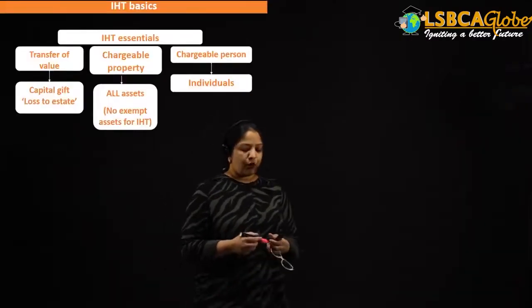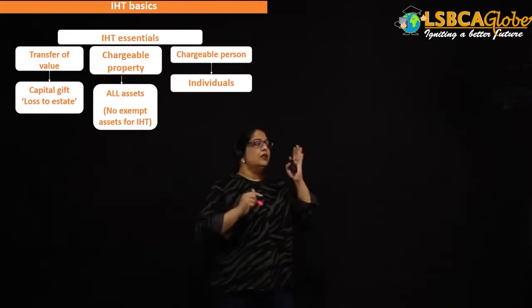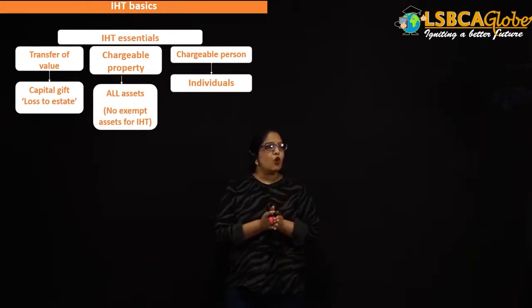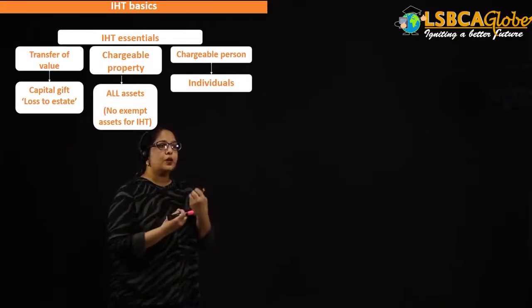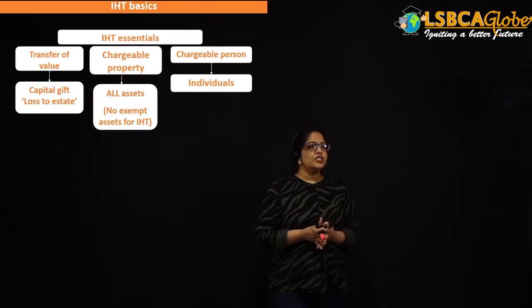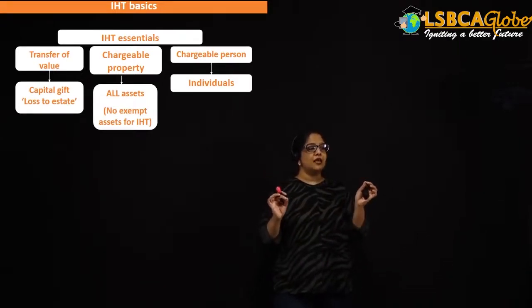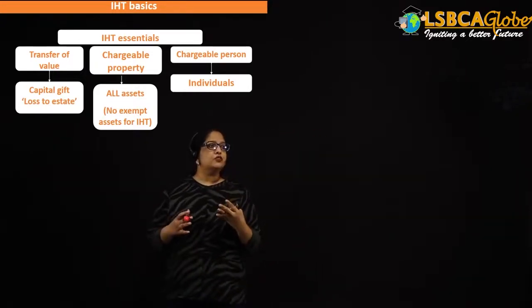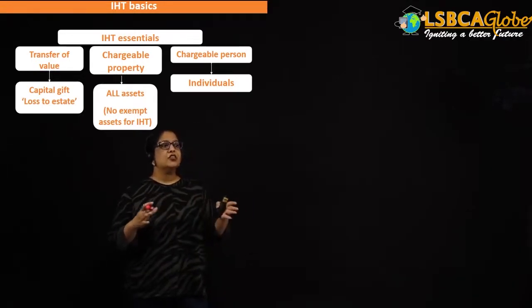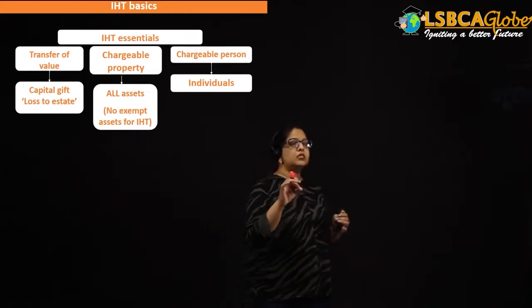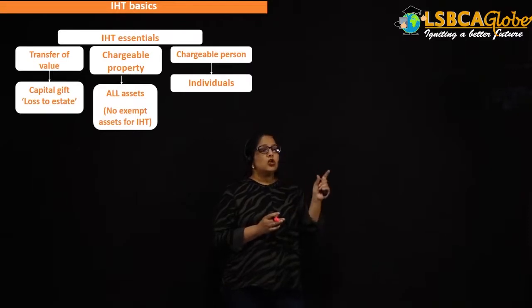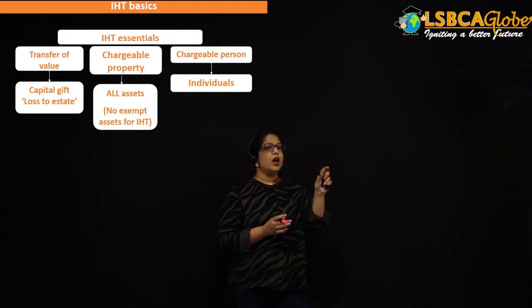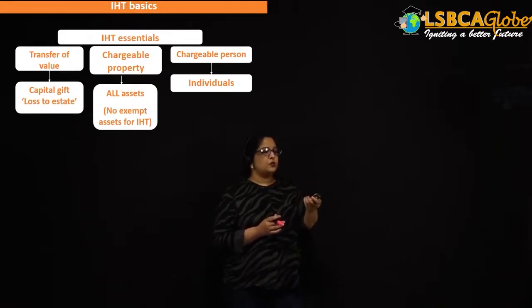Now class, for applicability of inheritance tax, there are basically the essentials. First of all, there should be a transfer of value. It means there should be a loss to the person's estate, of chargeable property. For IHT, not even a single asset is exempt. Mark my words class, under CGT there are a lot of assets which are exempt, but under IHT not even a single asset is exempt. The persons on which it is applicable are individuals. IHT is not applicable on the company, it is only applicable on individuals. So the essentials are: a transfer of value, a transfer of chargeable property, and the persons who are chargeable are individuals.